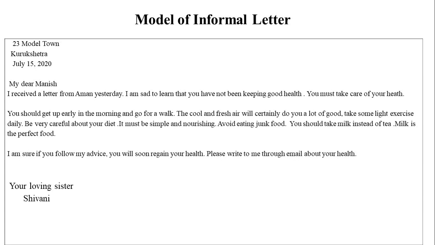Then you can see that salutation is written. After the date, you can see how we have done the salutation. We can see in the sample that there are 3 paragraphs written that consist introduction, body, and conclusion, as we have discussed in the earlier slides, that it is divided in 3 parts. Subscription is written at last.